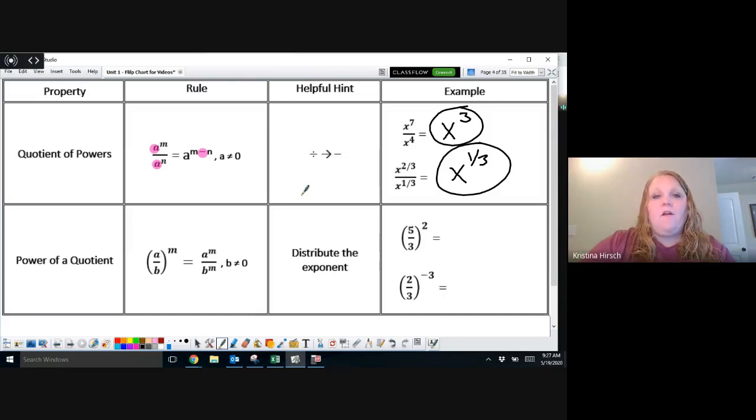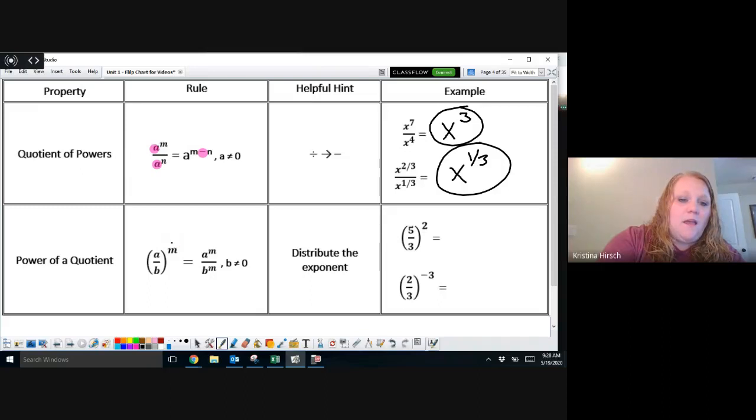Power to a power, you multiply. Negative exponents, nope, turn that frown upside down, okay? Anything to the 0 power is 1. And then if you have more than one thing in parentheses, remember it's almost like distribution. You have to distribute your exponent.